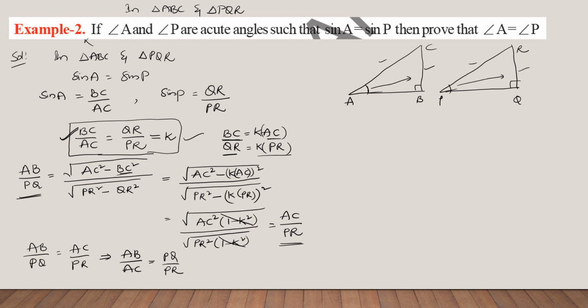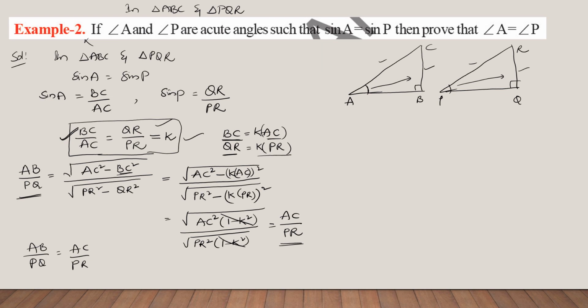Right. Now if you observe those two equations, BC by AC, so BC by QR is equal to AC by PR. Here what did I get? Instead of writing this, I can write it as AB by PQ is equal to AC by PR. Here also AC by BC is equal to PR by QR.